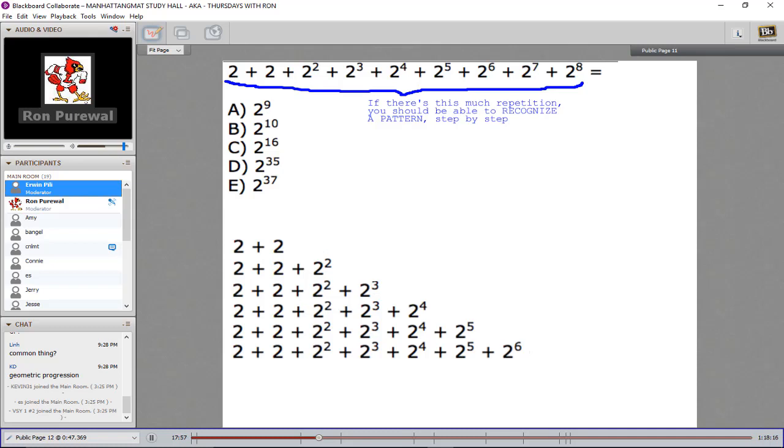Okay, what's 2 plus 2? You know what that is, 4. Which, by the way, is the same as 2 squared. What's 2 plus 2 plus 2 squared?